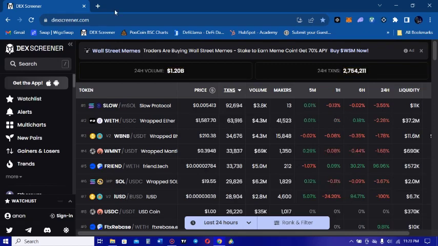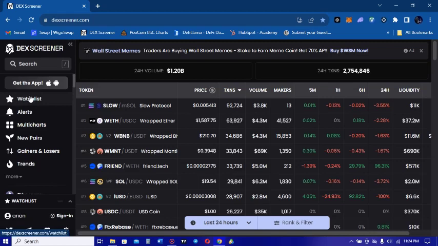Alright, so the first thing I want you to notice is the left hand side here. You can see Dexscreener, the link to the home page. You can see the search bar. Here you can input any token that you're looking for, and possible results will be shown. Then here, when you click here, you will be taken to a link where you can download Dexscreener via the iOS App Store or the Google Play Store.